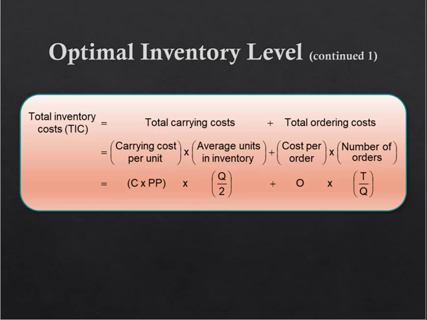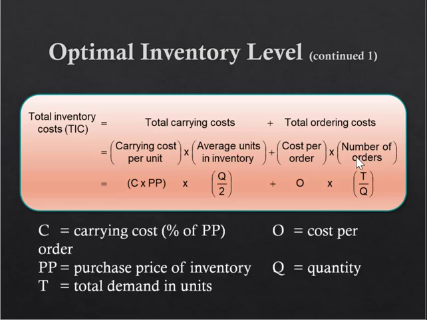So total inventory costs are your total carrying costs plus your total ordering costs. Your total carrying cost is the carrying cost per unit, and then you're going to multiply the carrying cost per unit times the average units in inventory, so units at the beginning plus units at the end, divided by 2, plus the cost per order times the total number of orders, so the number of units divided by Q, the quantity, and that's going to give you your total inventory cost.